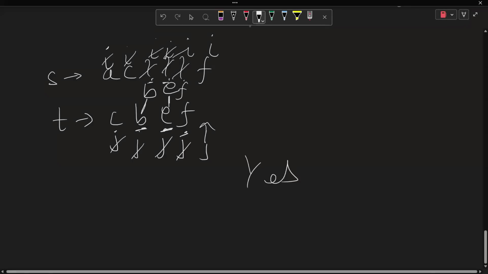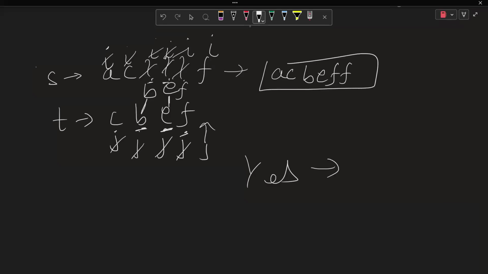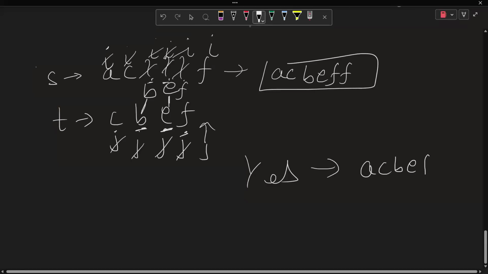We can just print yes. And along with printing yes, we also need to print the S which would satisfy this. So what S satisfies this? After replacing the question marks, we got ACBEFF. So this would be one possible string which satisfies that T is a subsequence. So along with yes, we can print this string.